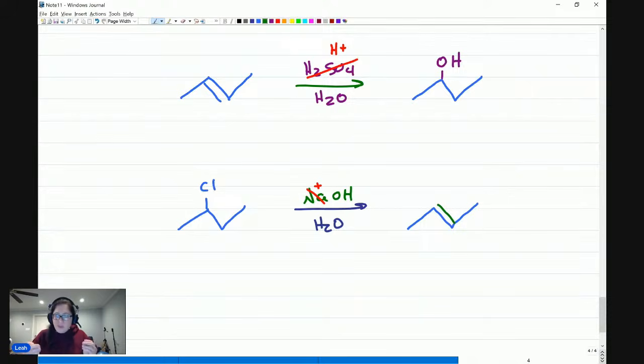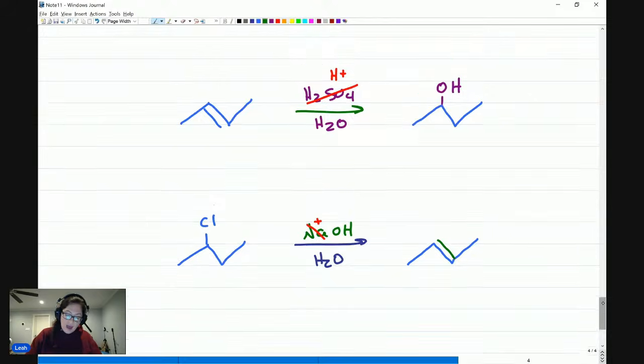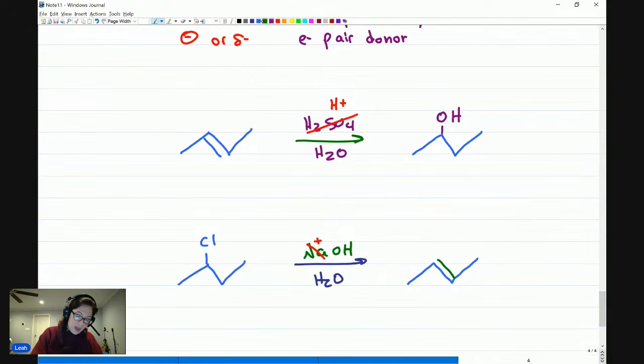In this case, E2 will go with the Zaitsev product, the more substituted pi bond. But you don't have to memorize these specific reagents. You can look at what else looks like it. Even if you don't recognize it, it should react in a similar way. I gave you H2SO4. I could just as easily have substituted in something like HCl or HBr. HCl is a strong acid. HBr is a strong acid. If you didn't know that, look for the pattern.